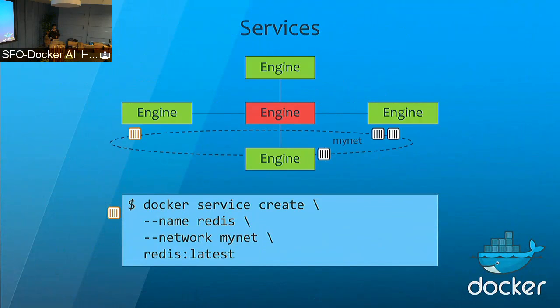You can create another service on the same network. In this case, we create a Redis service, which is attached to the same network. You can see that the orange container here, which is part of the Redis service, got scheduled on the third engine, and they're all now connected by the same network. So again, really easy. You don't have to worry about how your containers are going to get scheduled, where they're going to go, if they crash, what needs to be done. Docker manages all of that for you.